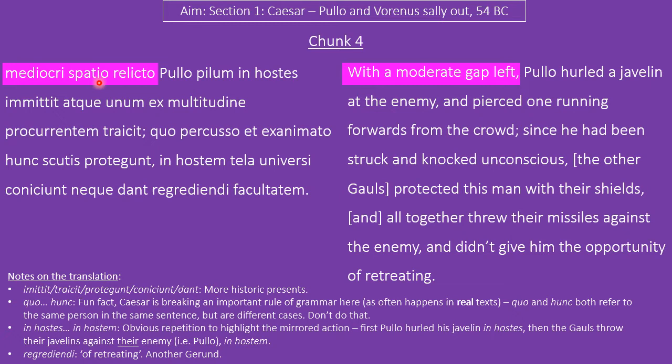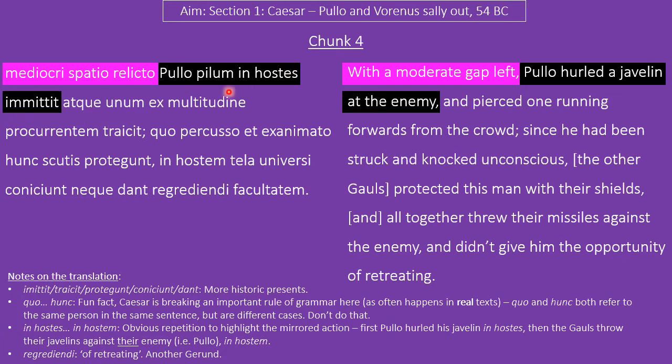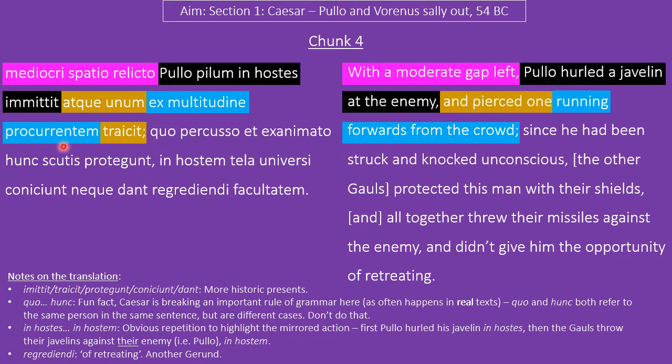With a mediocri spatio, with a moderate space or gap, relicto, technically having been left, this being an ablative absolute. Pullo inmittit, sent or hurled his pilum in hostes, his javelin against the enemy or at the enemy, and traicit unum, pierced one, who was procurrentem, present participle, ex multitudine. He pierced one running forwards from the crowd. Presumably there's a sort of milling throng outside the fortifications. Pullo's ran out and has immediately hurled his javelin at the first person to run up to him.